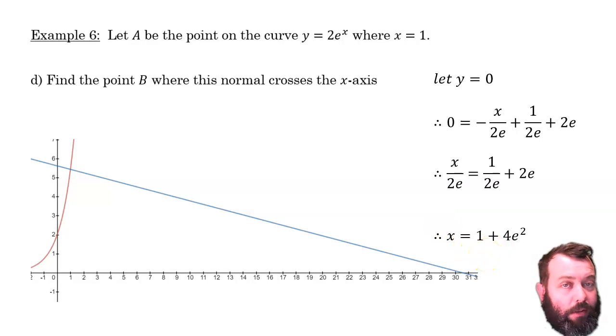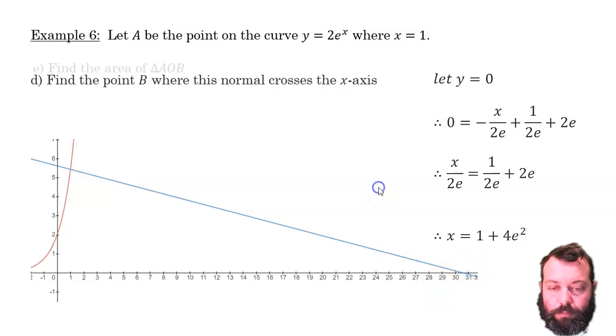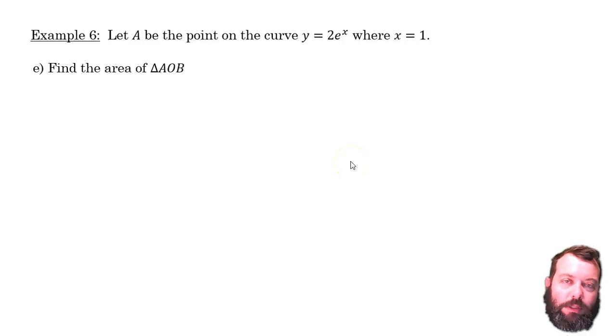If you evaluate that using your calculator, 4e squared plus 1, or 1 plus 4e squared, is about 30.5, and we can see there on our graph. That's about where my x-intercept is. So that's done. Find the point B where it crosses the x-axis. It is at 1 plus 4e squared, 0. That's the coordinates of B. Probably should have written that a bit more explicitly there to answer the question directly.